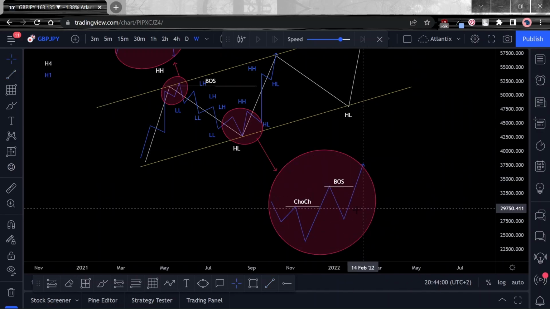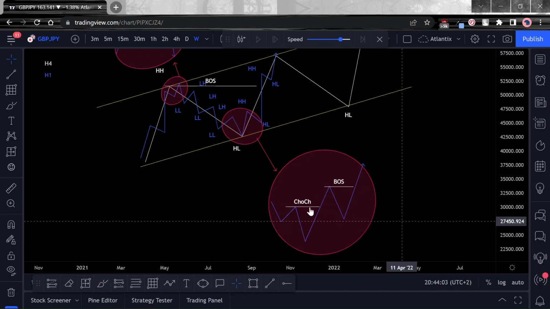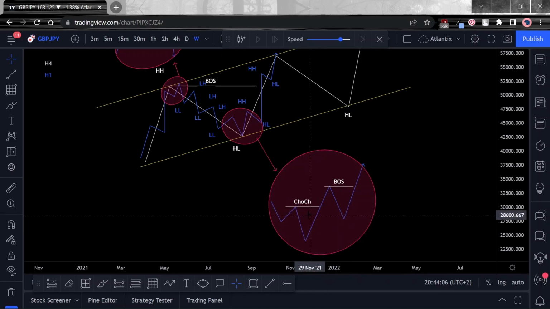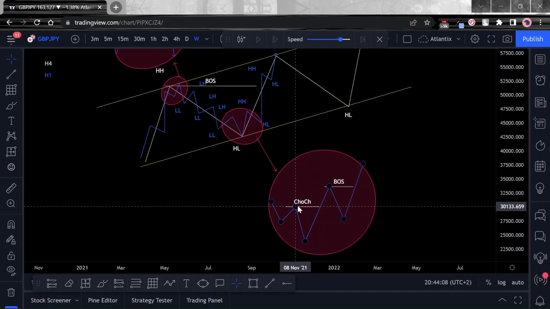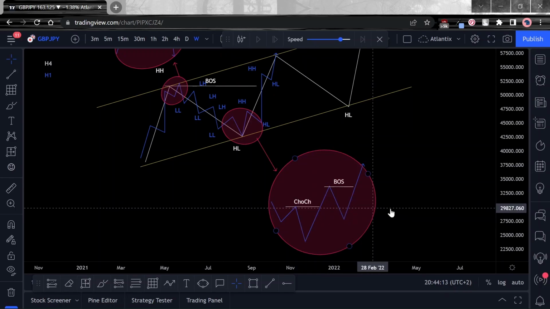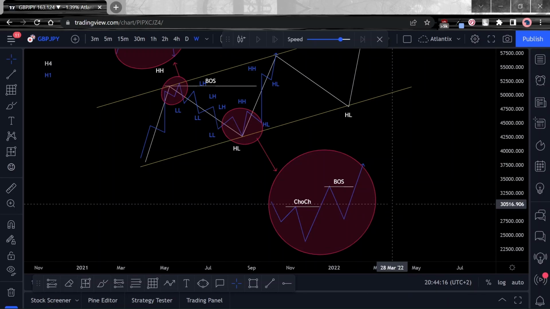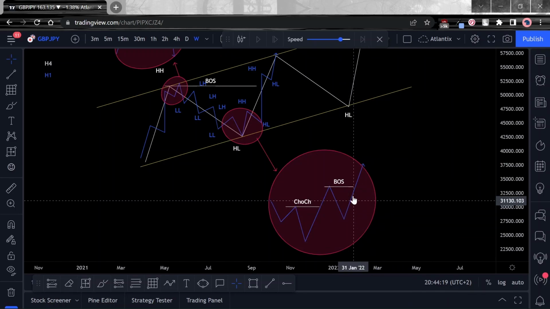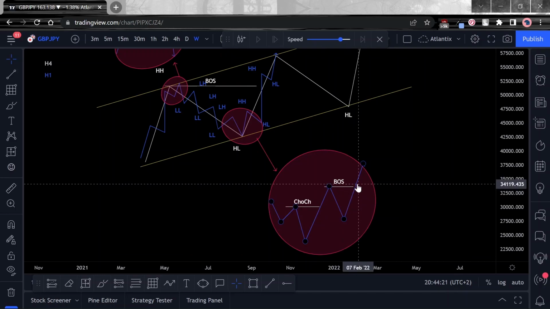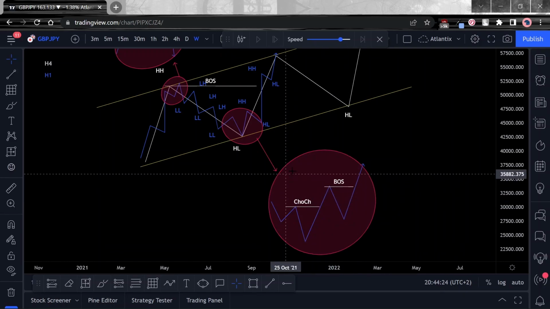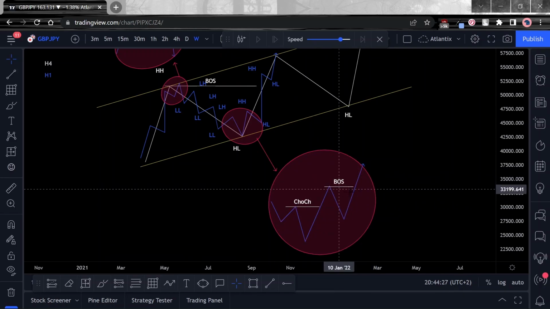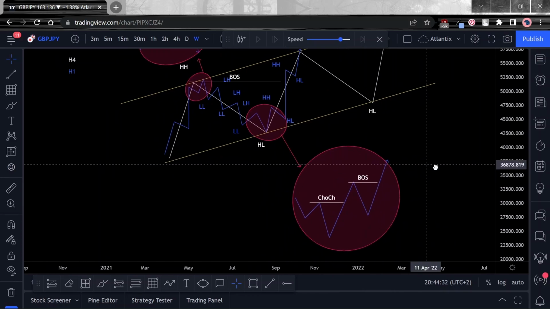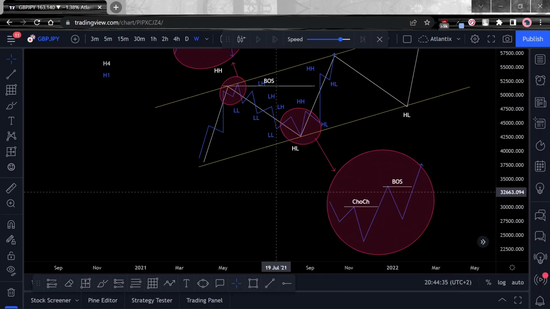So this is the difference between a change of character and a break of structure. A change of character is normally just the first sign that we see of a possible or potential character change. But only market structure can then confirm itself when price is continuing up. And by the time it makes a break for the second time, then we can be assured that the internal structure has shifted bullish. And this is now a bullish break of structure, all right? And the trend is probably changed.